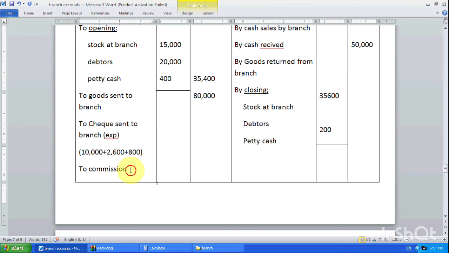Commission, no need to write here. So write here 13,400. How much are we getting? We are getting 13,400. Okay, go to the next entry.